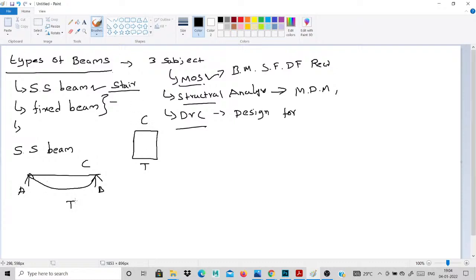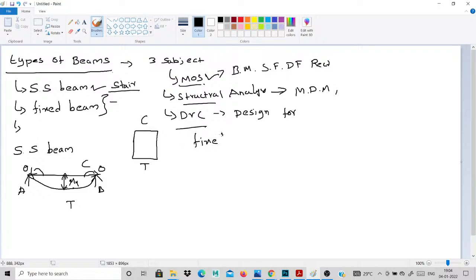For the simply supported beam, you design the moment only in the tension zone, only in the center portion. So no moment is transferred to the columns. Understand this: you design as a simply supported beam, no moment will be transferred to the column, and the moment will be high only in the middle portion. This is called simply supported.